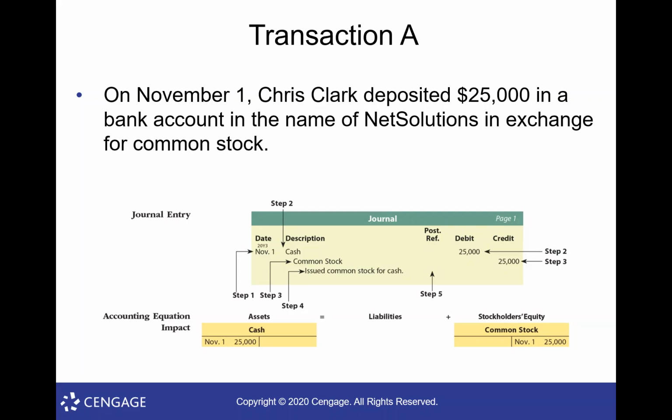So we're going to debit cash, $25,000, and then we're going to credit common stock, $25,000. And then after we do a journal entry, what we do is we record it in what's called a ledger. This ledger is set up as what's called a T account because this thing looks like a T. And we use that so that over time, we can see what the balance in any account is.